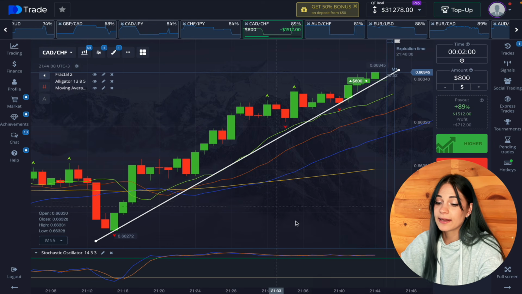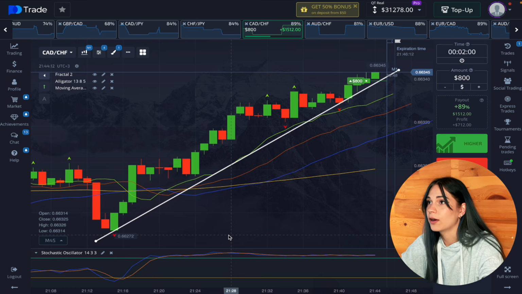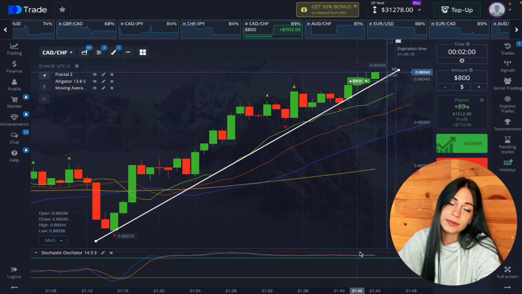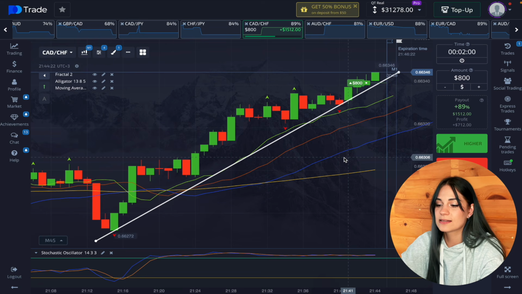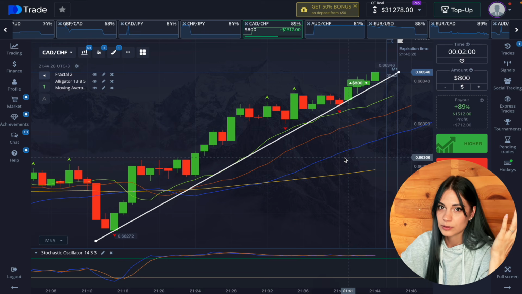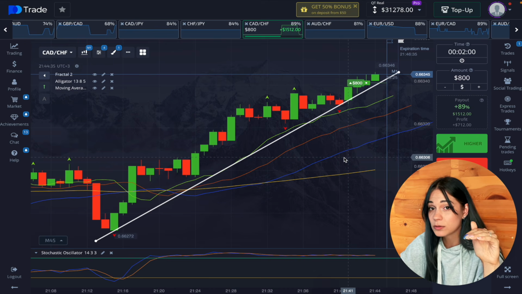And you can understand that stochastic is actually in the area of oversold, but it doesn't mean that the trend is gonna be reversed. The lines are chaotically intertwining, but the price is still growing. That means this is the signal that the price is still going to continue to rise. And if you know how the stochastic works, you know that it might be in the oversold or overbought area for a long time.